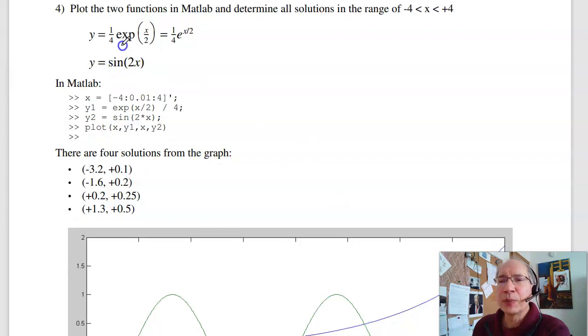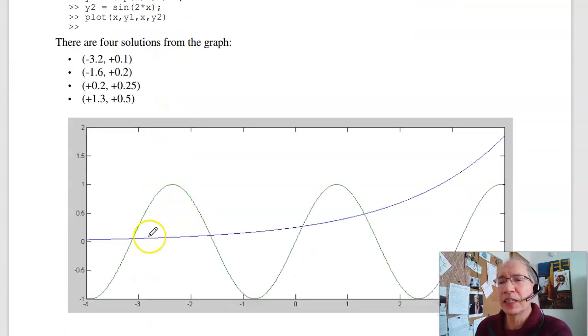Another example, if I have two equations, two unknowns, sweep x between minus 4 and plus 4, steps of 0.01. y1 is 1/4 e to the x over 2. y2 is sine of 2x. Plot the two together, and you get this. And where they intersect are your solutions.